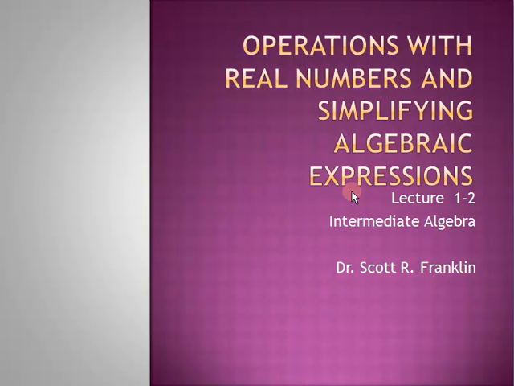Section 1.2 of Intermediate Algebra covers the operations with real numbers and simplifying algebraic expressions. In this section, we're going to talk about how we add, subtract, multiply, and divide real numbers. And then we're going to look at algebraic expressions that involve those types of operations, and using some properties that those operations have, be able to simplify those algebraic expressions.